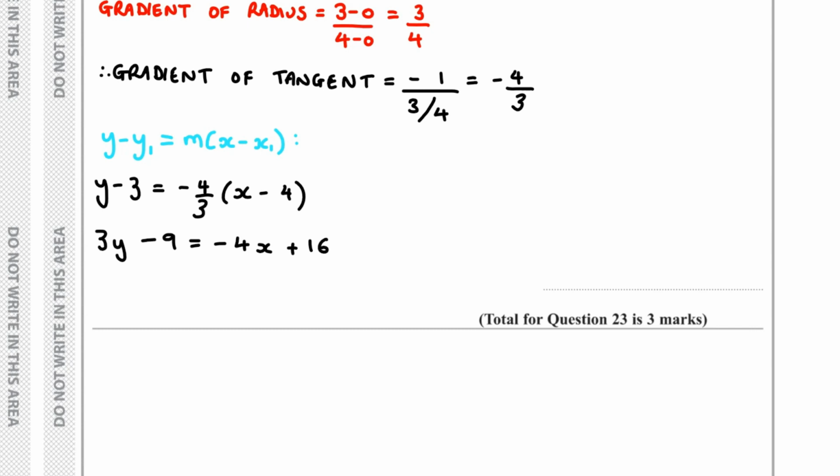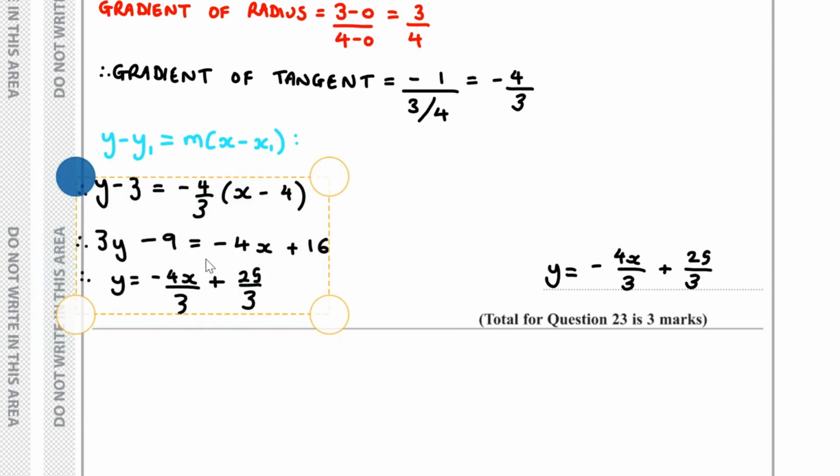Or if you want, y equals minus 4/3 x, and then minus 16/3 plus another 3, which is 25/3. So you can choose any of these answers. Let's write down y equals minus 4x/3 plus 25/3. Okay, and let's just move this slightly to the right.